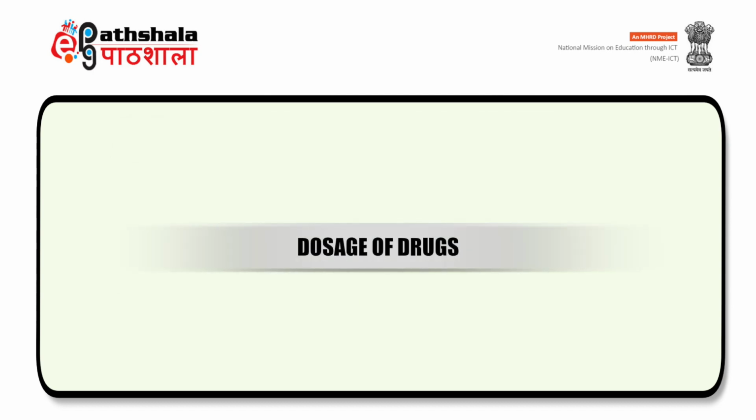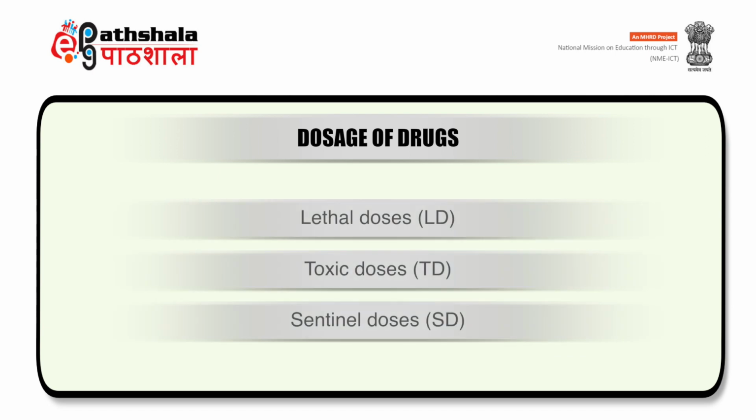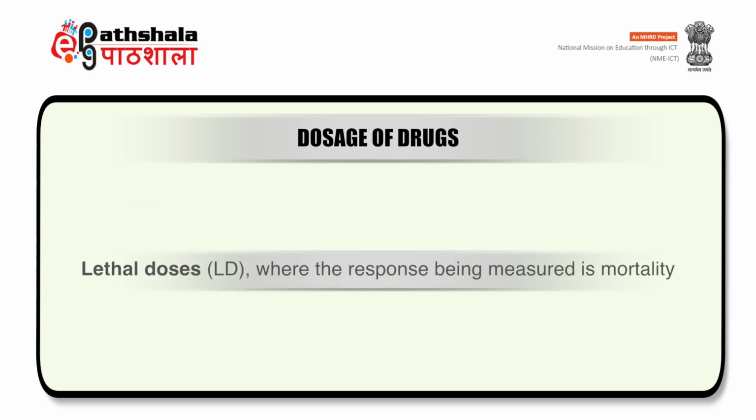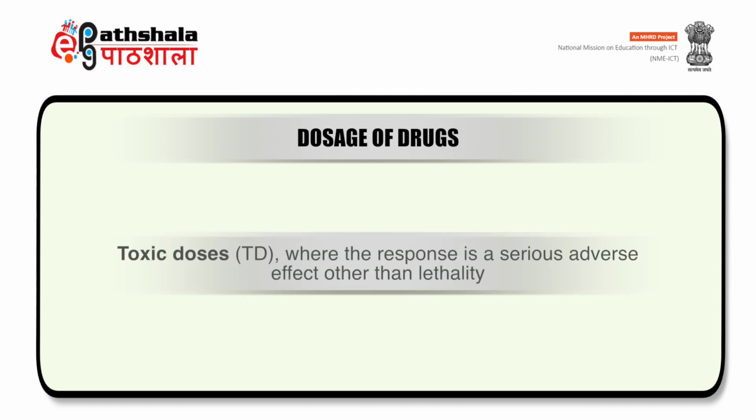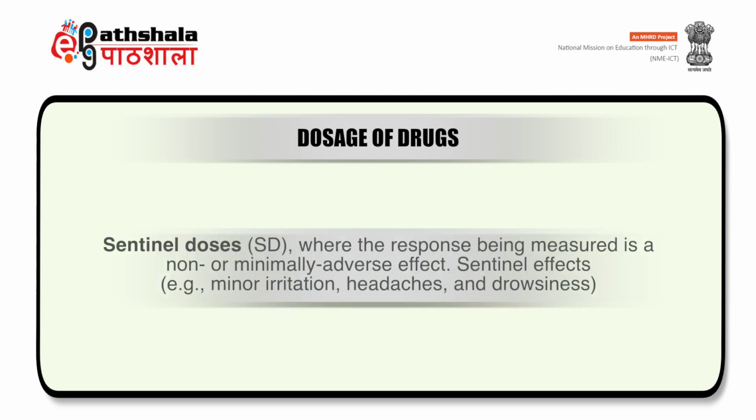Dosage of drugs is often described as lethal dose, toxic dose and sentinel dose. What is lethal dose, what is toxic dose and what is sentinel dose? Lethal dose is where the response being measured is mortality. In toxic dose, the response is a serious adverse effect other than lethality. Sentinel dose is when the response being measured is a non or minimally adverse effect. Sentinel effect examples are minor irritation, headaches and drowsiness.